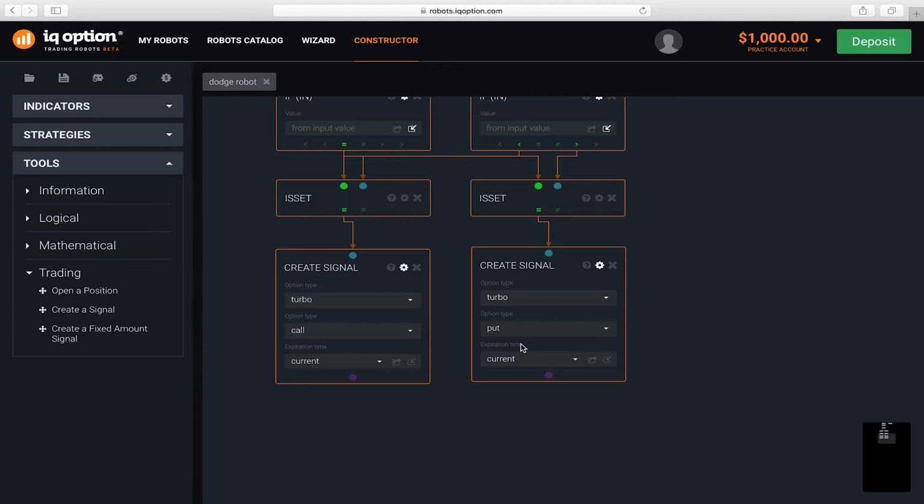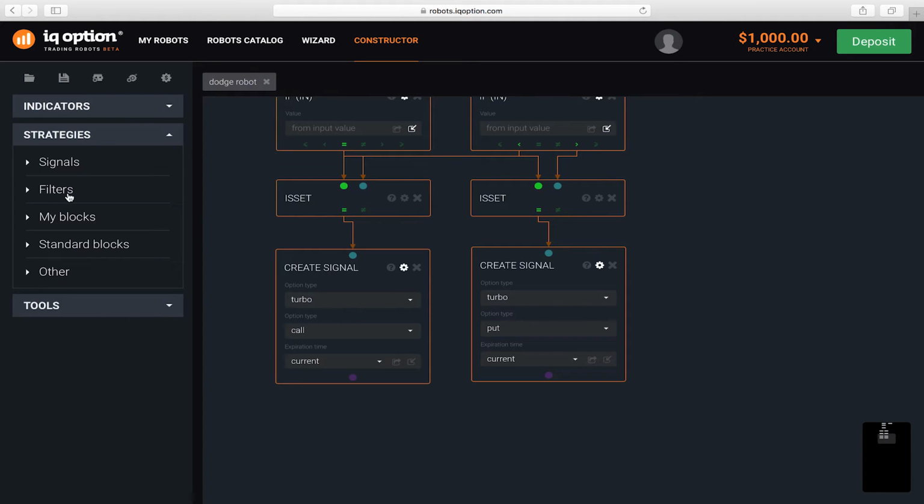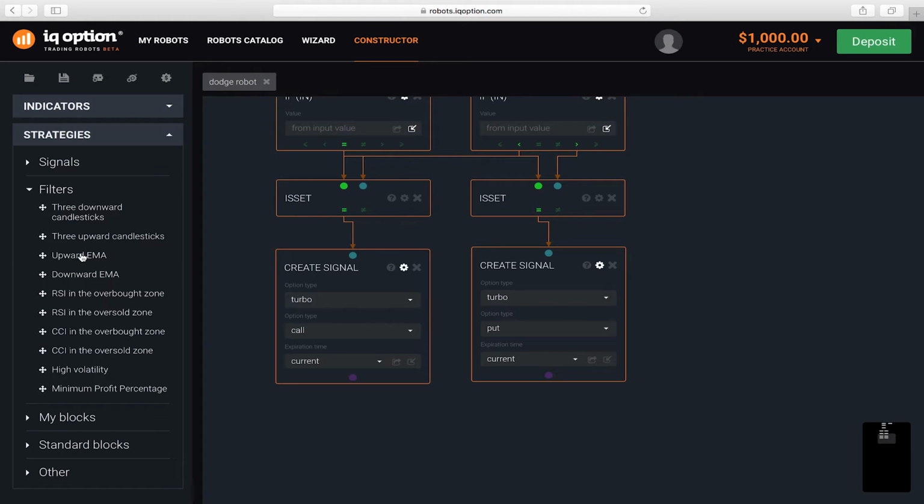Now add the Filter EMA Up and Filter EMA Down blocks. These blocks allow the signal to be passed on only if the EMA indicator was rising for an upward signal or falling for a downward signal. Let's set the indicator period to 20. These blocks are located in Strategies, Filters, and called Upward EMA and Downward EMA. In the parameters, set a value of 20.